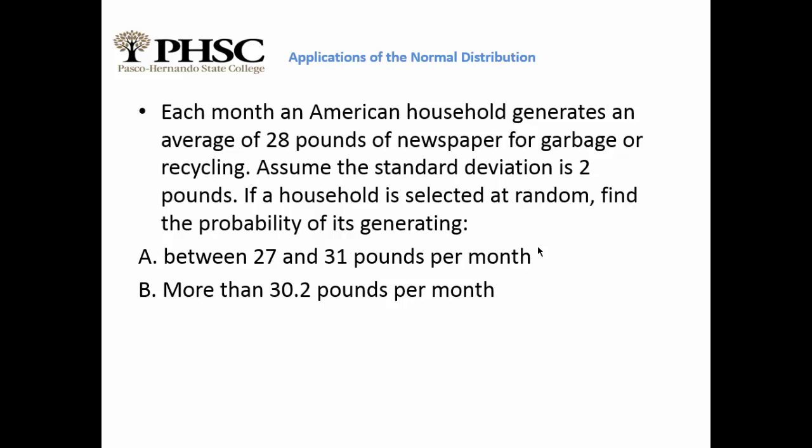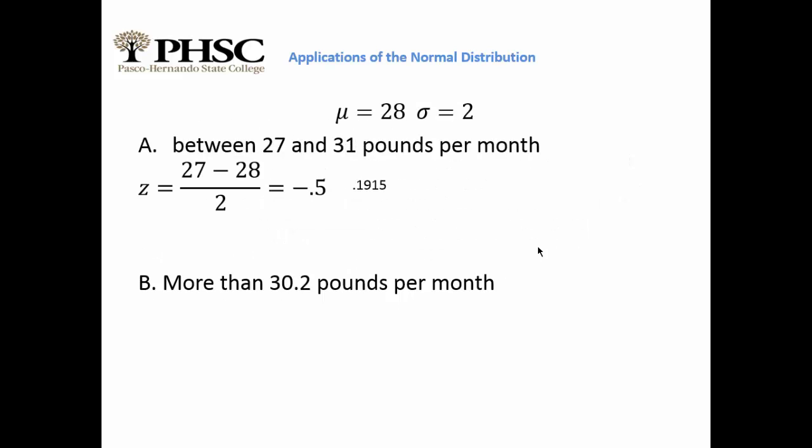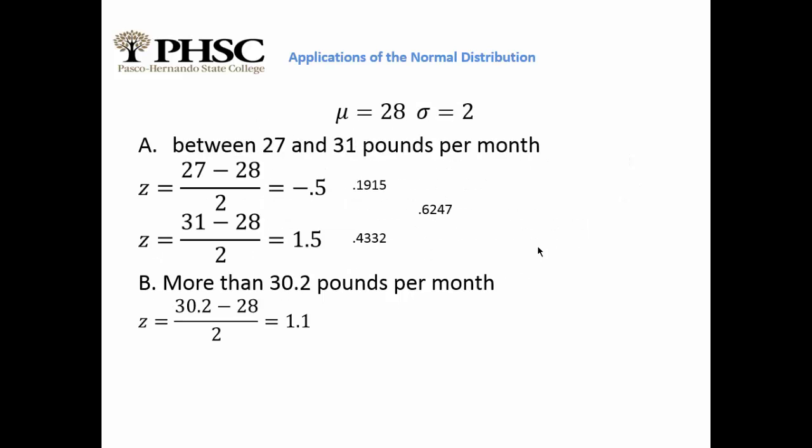So let's go ahead and find it using the Z-scores, right? So here are the two ways. If I convert 27 to a Z-score, I get negative 0.5. If I convert 31 to a Z-score, I get 1.5. And so I add up those two probabilities and I get 62.47%, about 62.5%. And then more than 30.2 pounds gives me about 13.6%.